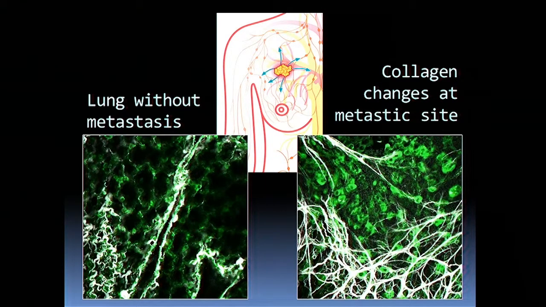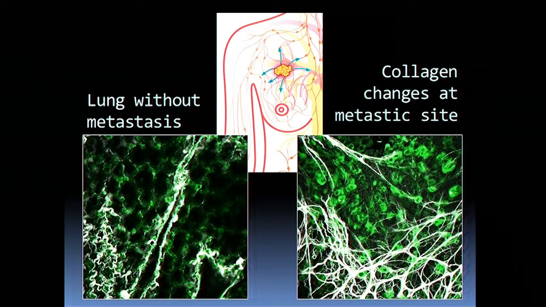This is a normal lung with no metastases. The white is the collagen, imaged by second harmonic, live tissue. And over here, we have injected into the tail vein a mouse breast cancer cell line that is labeled with a fluorescent green dye. And so we can see it. And here's what the collagen looks like around that tumor.